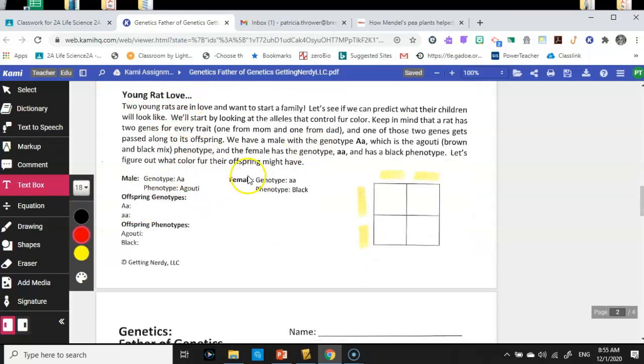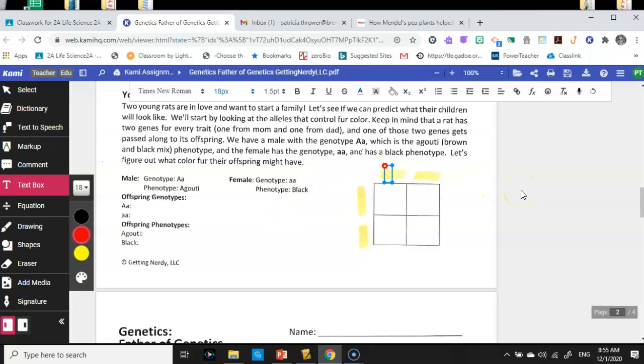Okay, so again, this is talking about the parents. You've got one parent that is heterozygous or a hybrid, and you've got one that is homozygous recessive. In these, you're going to put the parents, and it doesn't matter where you put them. You could put mom up here at the top, or you could put dad. It doesn't really matter. So we've got one, we're going to put that there, and then we're going to put another one. That's going to be lowercase.